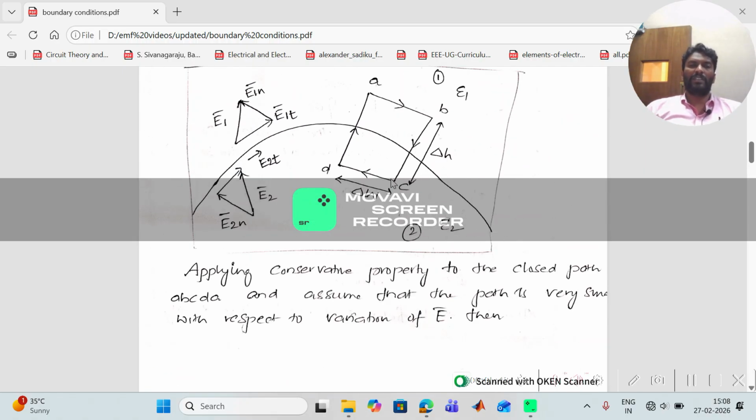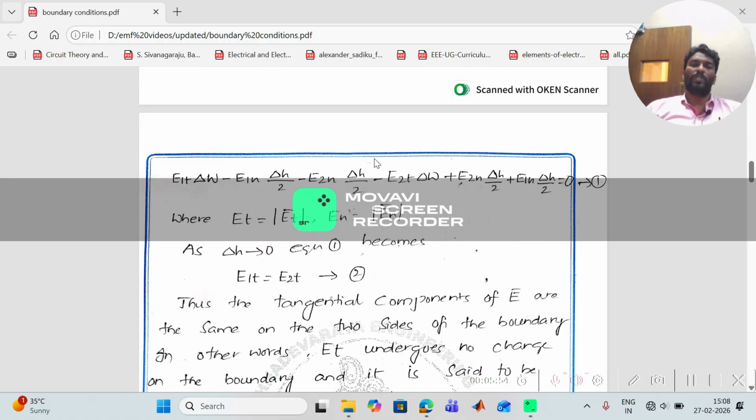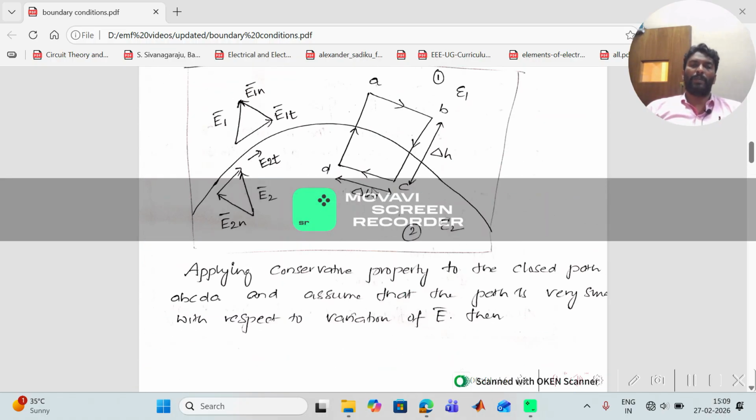E to N represents the normal component of the second region, which is also in the opposite direction. So the total distance, as I said, is divided into two equal halves, that is del H by 2 and del H by 2. So that is about the path from B to C.